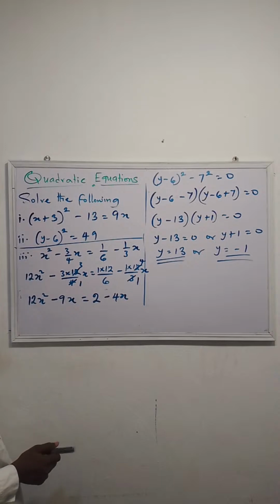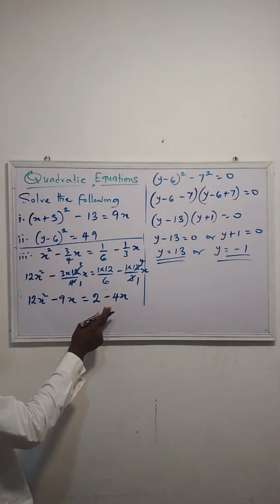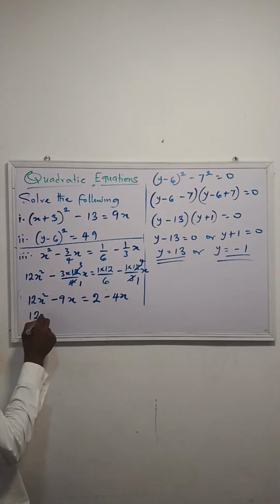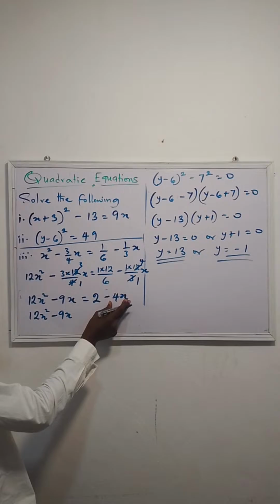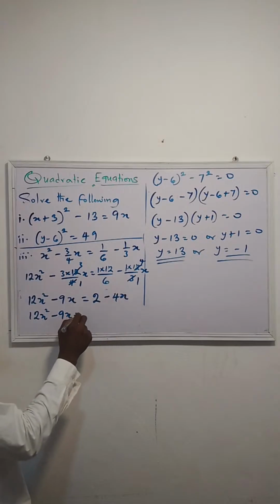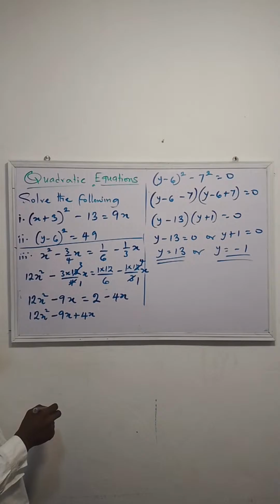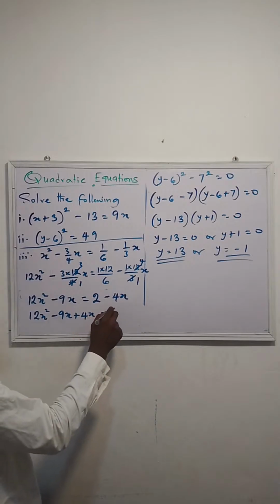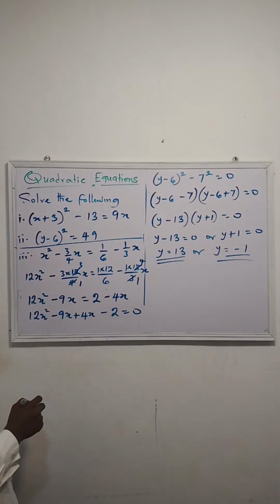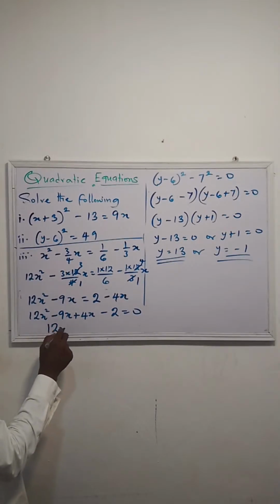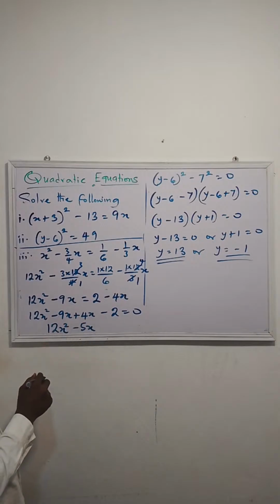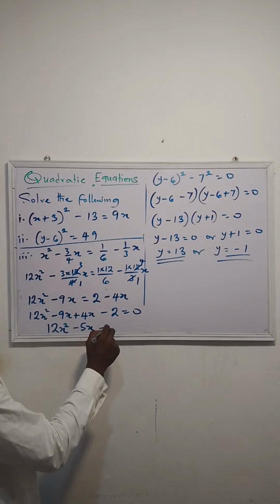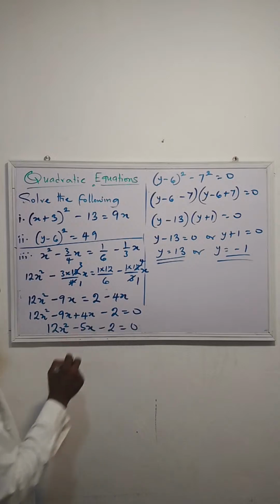Okay, so now let us transpose these two terms. So we have 12x squared, negative 9x. When you transpose negative 4x, it will give you plus 4x. And negative 2 equals 0. So we have 12x squared, and now this and this give you negative 5x. Hope you understand that. All right, so we have negative 2 equals 0.